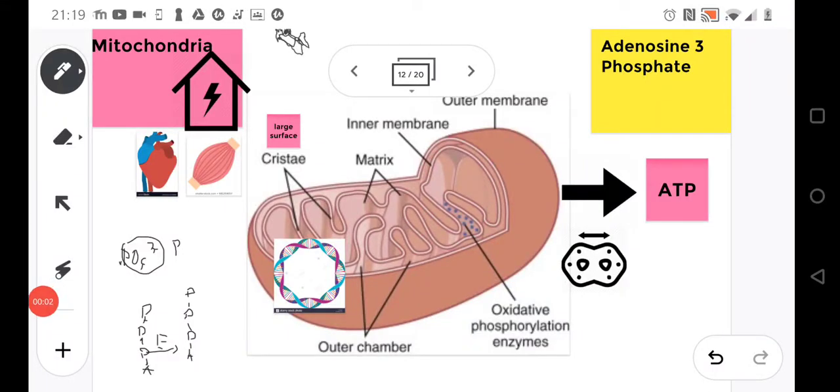So, what is the function of the mitochondria? Mitochondria, as you have already told me, are the powerhouses of the cells. What does it mean that they are powerhouses? It means that they create the thing that is used as an energy.